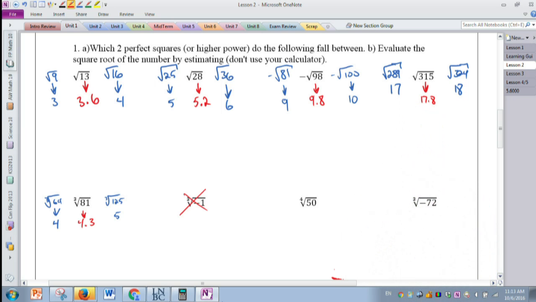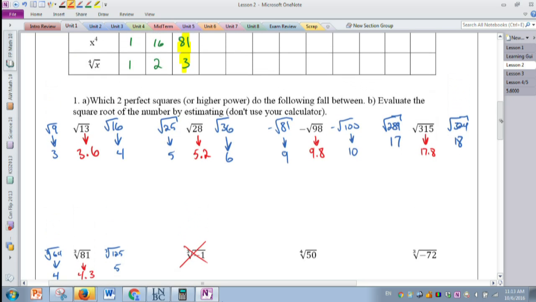Fourth roots. Might have to look up at my sheet here. Go.